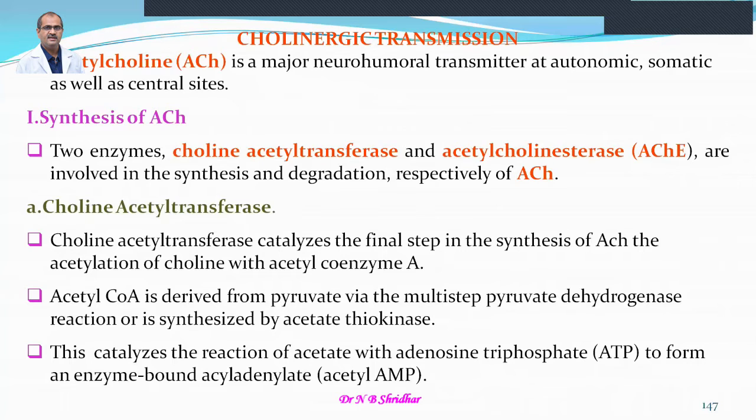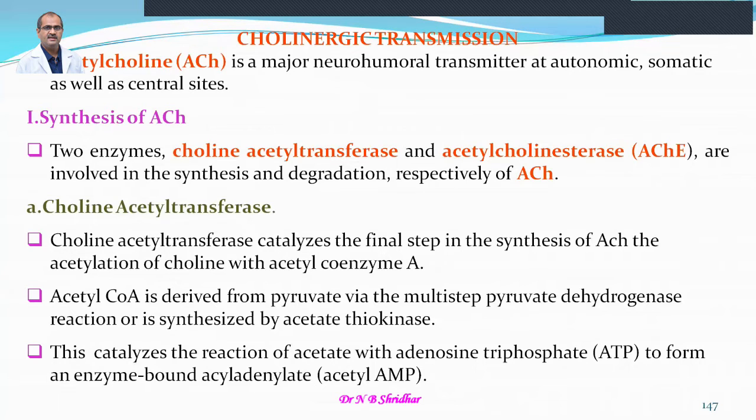So first let us discuss choline acetyltransferase. What is its action? Choline acetyltransferase catalyzes the final step in the synthesis of acetylcholine, the acetylation of choline with acetyl coenzyme A. So here choline and acetyl coenzyme A form acetylcholine, and this step is catalyzed by the choline acetyltransferase enzyme.